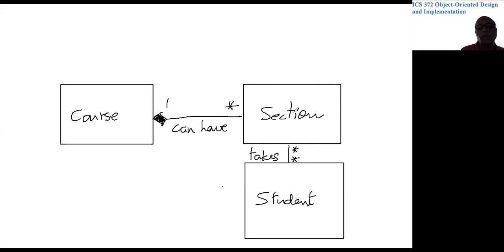You could also have a one-to-one relationship where you only have one thing associated in both ways.